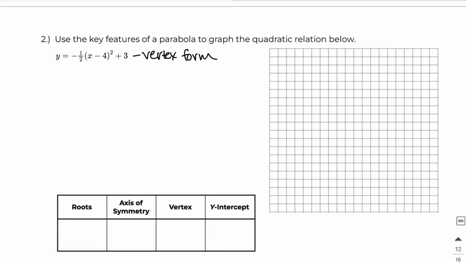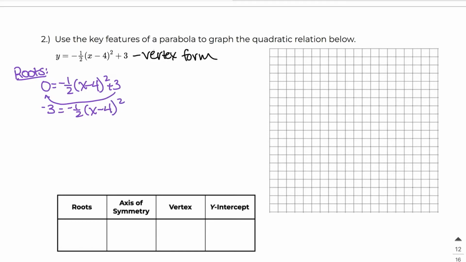So the first thing I want to do is find my roots. And my roots will still occur when y is 0. So I'm going to write 0 equals negative 1/2 times x minus 4 squared plus 3. And I could expand this whole thing out, but I don't have to, because all I have to do here is just isolate that perfect square. So I'm going to move the 3 over, so I get negative 3.